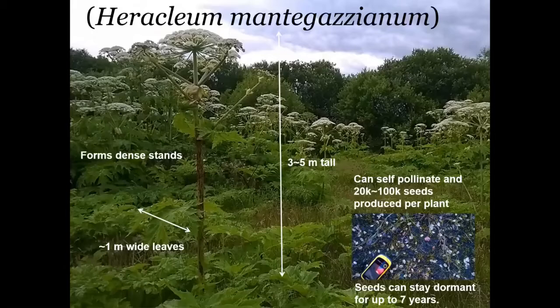And obviously with giant hogweed, you've got dense stands, it's a tall plant, wide leaves, and it produces a large amount of seed. The value I've got there, 20 to 100,000, there's a lot of flex in that. It could be 1,000 to 20,000, but generally a lot of seed gets produced, and that seed will stay in the seed bank for quite some time.